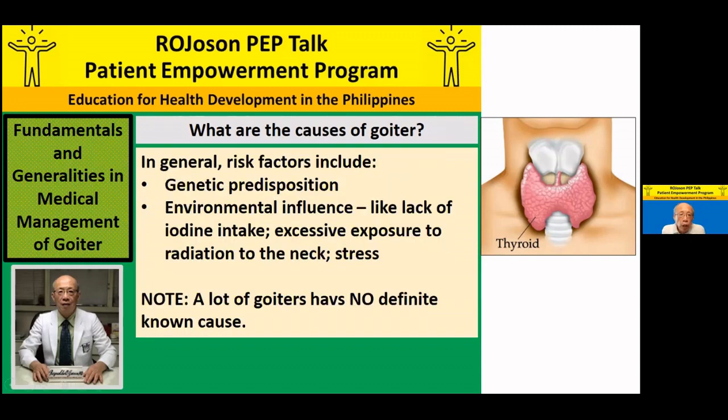So let's now go to the causes of goiter. In general, the risk factors include the following: genetic predisposition, environmental influence or factors like lack of iodine intake, excessive exposure to radiation to the neck, stress, and other things. I like to put down a note here. A lot of goiters have no definite known causes, except for the lack of iodine intake and then probably excessive exposure to radiation on the neck.